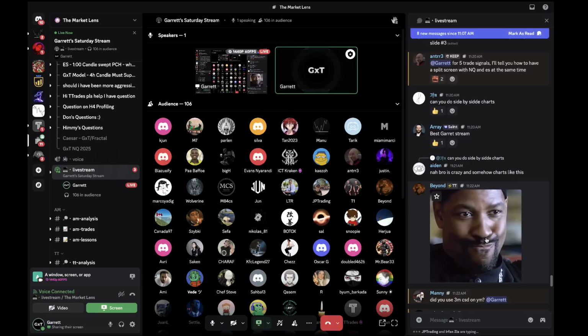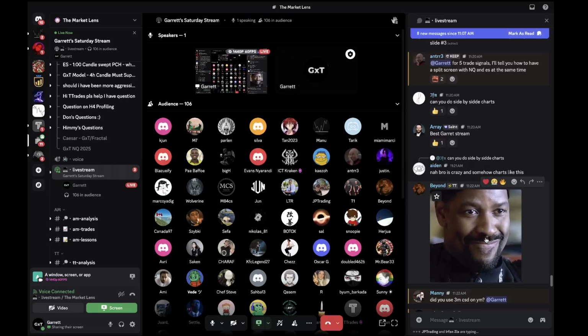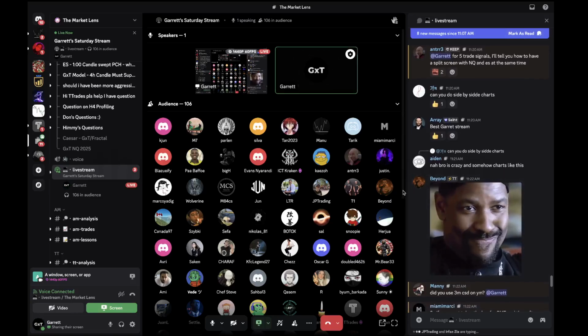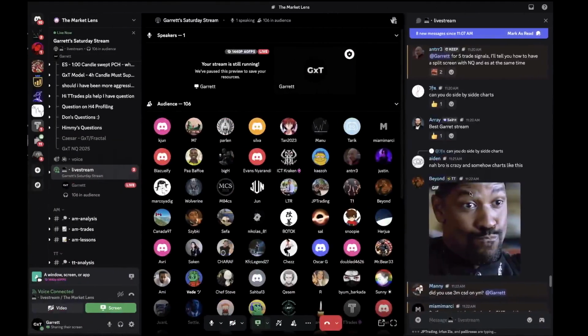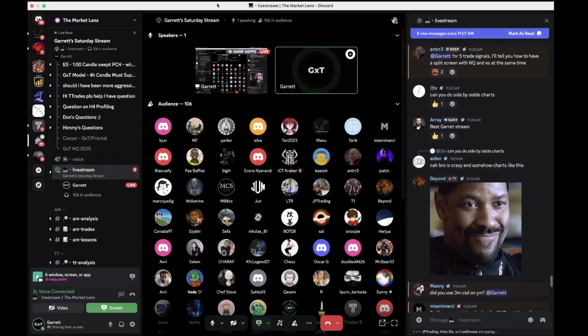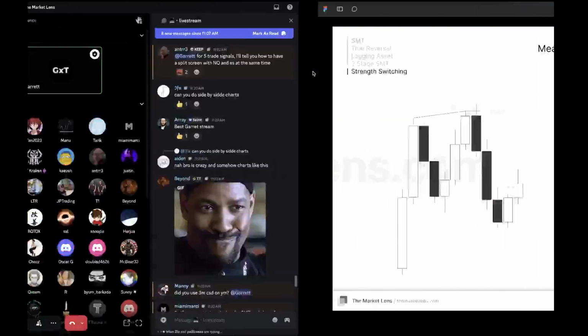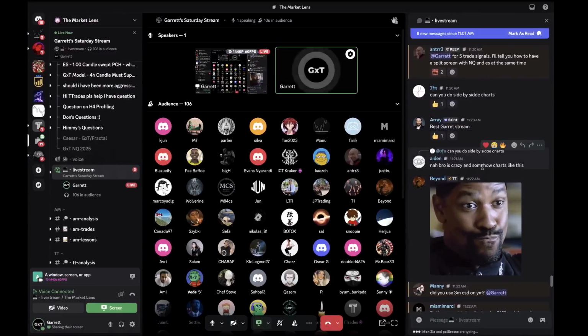Can you do side-by-side charts? I don't use side-by-side charts. Like, I hate that. Like, it actually bothers me so much. But if that helps you learn, I could start doing it maybe.